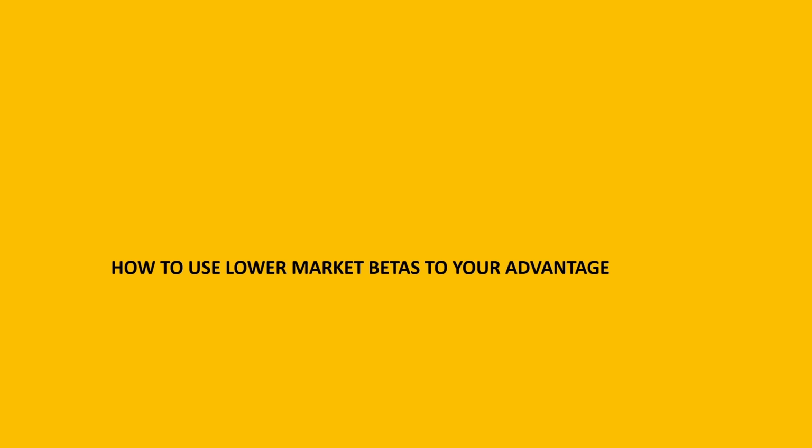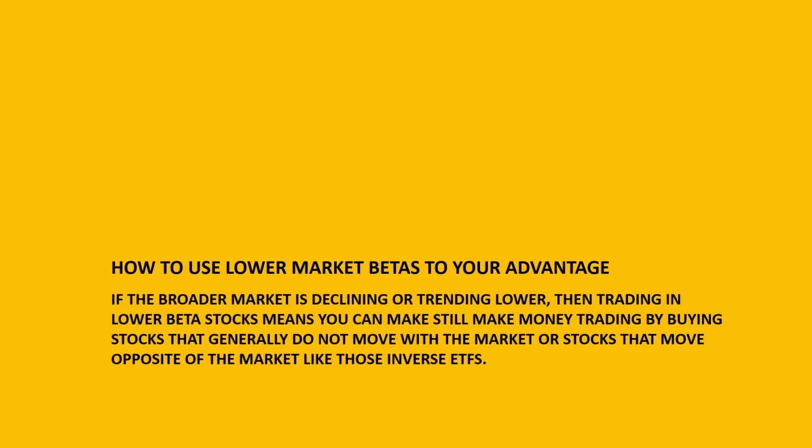How to use the lower market betas to your advantage. If the broader market is declining or trending lower, then trading in lower beta stocks means you can still make money trading by buying stocks that generally do not move with the market, or stocks that move opposite of the market, like those inverse ETFs, which are designed to make money if the markets are going down, or whatever they follow is going down.